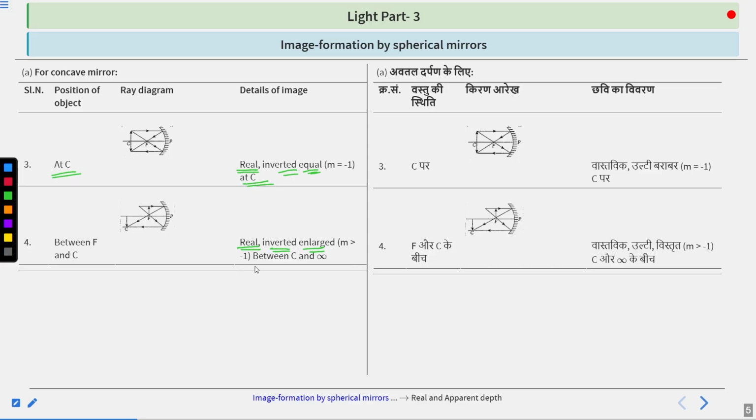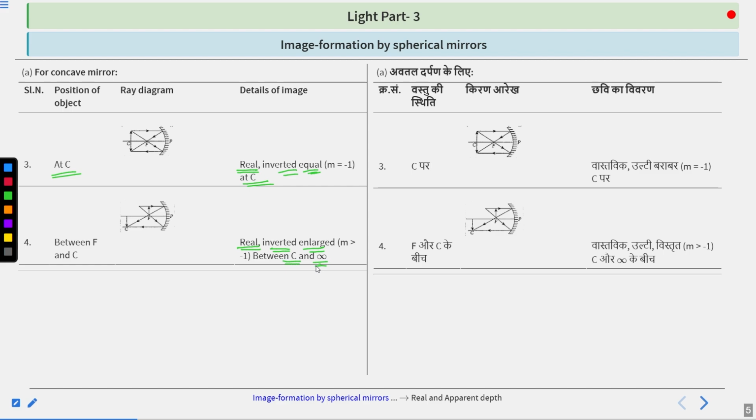The image position will be between C and infinity. It is not like at C. If you look at this image, you will say that they both are at the same place. So why are we considering them as different cases? If the image formation is at the same place, why are we considering them as different places? Because here the image was forming at C clearly, but here it is between C and infinity. It is not accurately at C. That is the reason why we are considering them as different cases, why we are not saying that these are the same cases. Got it?